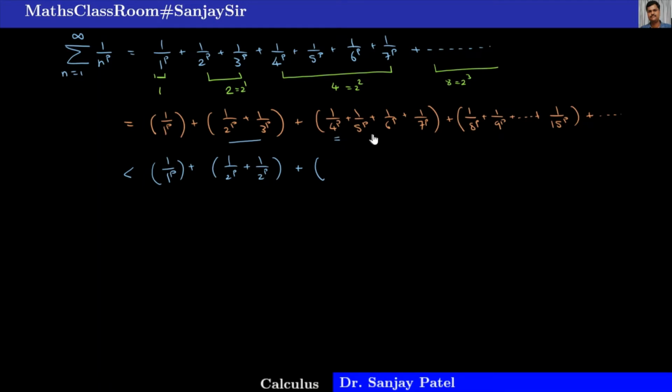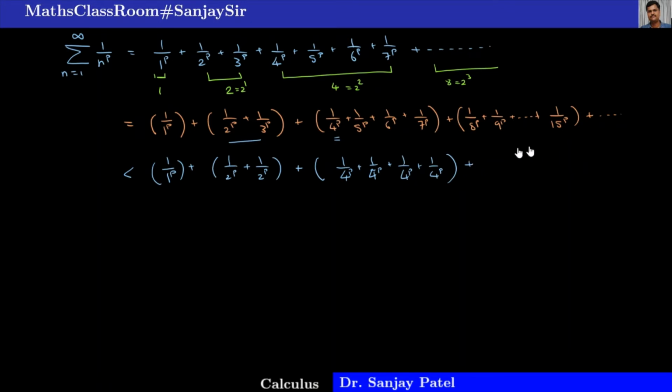So if I replace all these numbers, 1 upon 5 raised to p, 1 upon 6 raised to p plus 1 upon 7 raised to p, by 1 upon 4 raised to p, then this sum is less than, again, 1 upon 4 raised to p plus 1 upon 4 raised to p plus 1 upon 4 raised to p plus 1 upon 4 raised to p. Each of these numbers is less than or equal to 1 upon 4 raised to p.